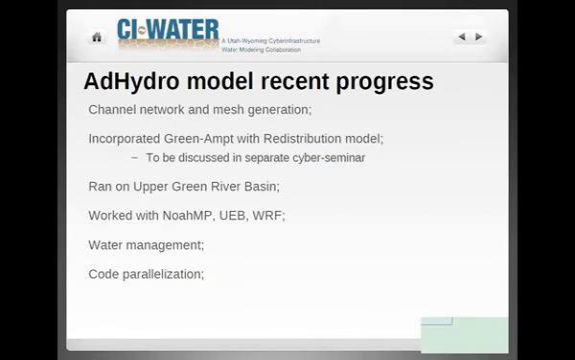Okay. Channel network and mesh generation done. Green and F redistribution coupled with Talbot Ogden is done. We've run the serial model on the entire Upper Green River Basin. We have wrappers for NOAA MP, UED, and we worked with some WRF output, but we haven't finished anything about ingesting that yet. Water management is in progress, as is code parallelization.